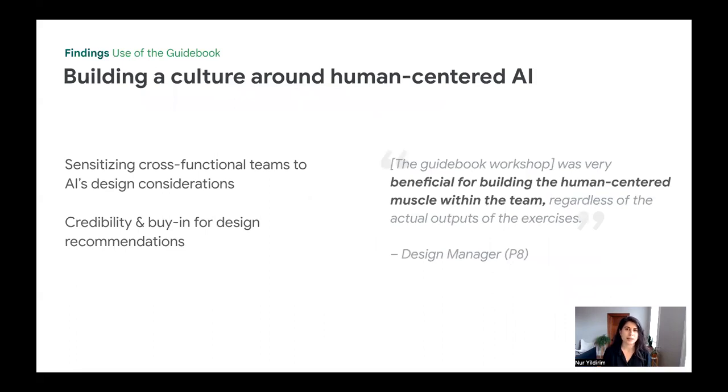Moving on to the findings, participants often use the guidebook as a means for building a culture around human-centered AI within their teams and organizations. For example, they conducted workshops with cross-functional team members, which helped to sensitize them to AI design considerations and to build the human-centered muscle within the team. The guidebook was also useful for gaining credibility and buy-in when making design recommendations.